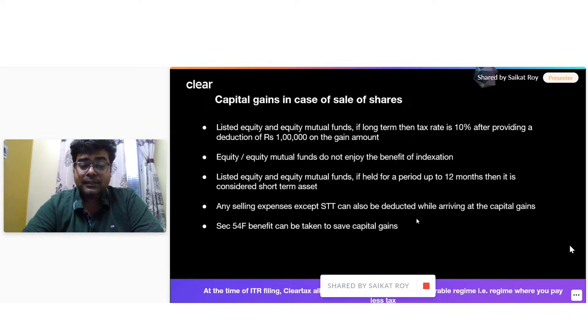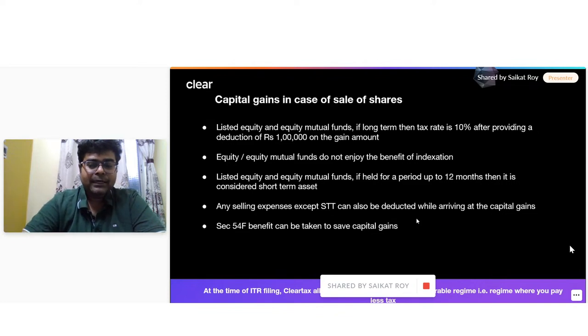Now, section 54F benefit can be taken to save the capital gains taxes, right? Section 54F says that if you are selling off any capital asset which is not an immovable property, that is land or building or both, and if you are making the investment out of the sale proceeds, then proportional capital gains will be exempted in your hand.